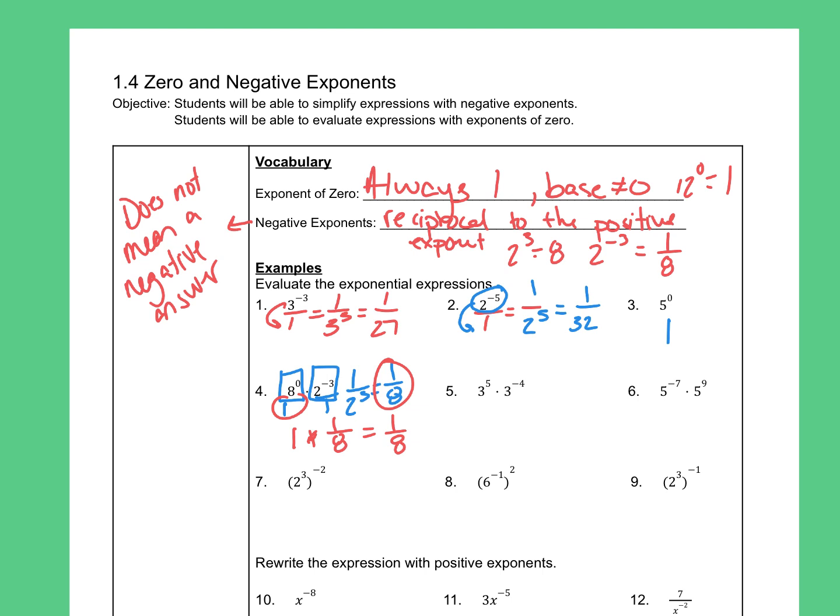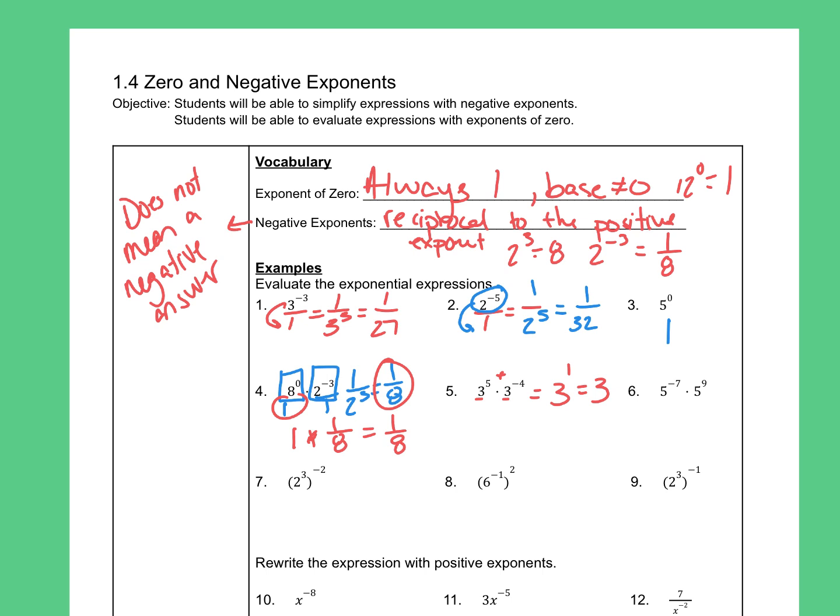Number 5. Before we use our exponent rules, we can also combine these. We learned before that if we're multiplying with the same base, we can use a shortcut of adding the exponents. So 5 plus negative 4, that would be 3 to the positive 1. And 3 to the positive 1 is just 3. So in some cases, if we simplify, we actually get rid of the negative exponent.